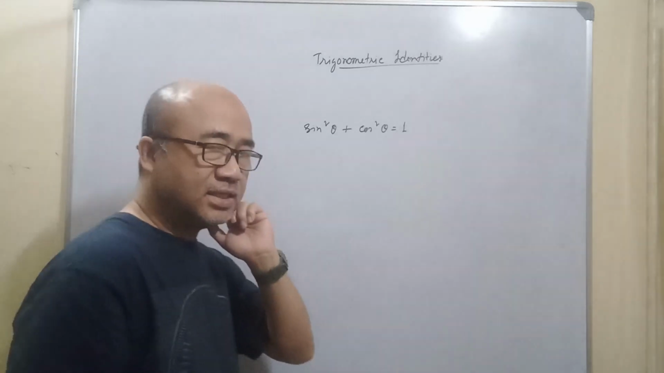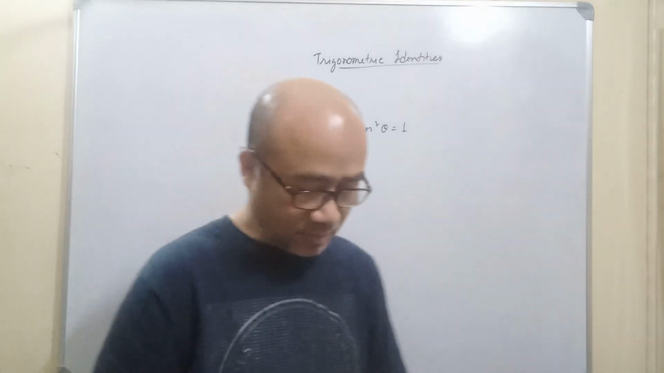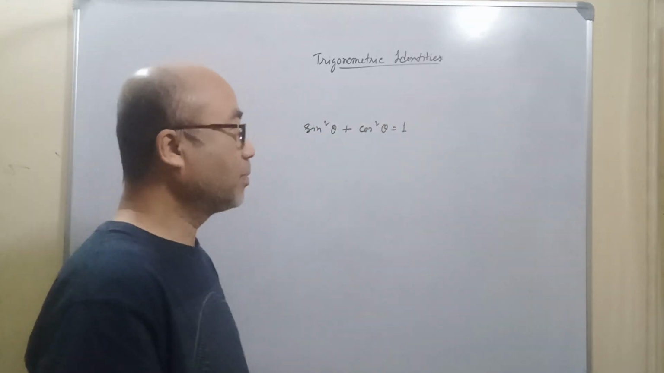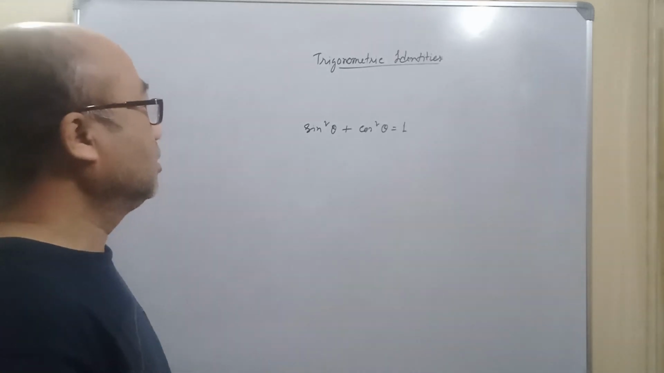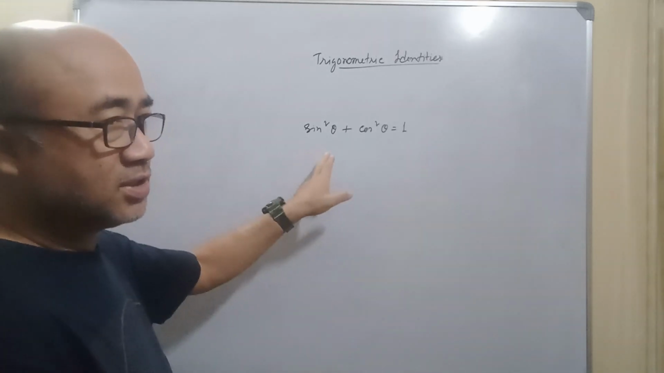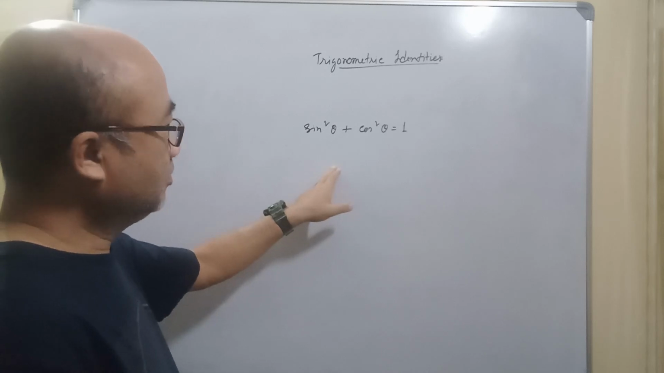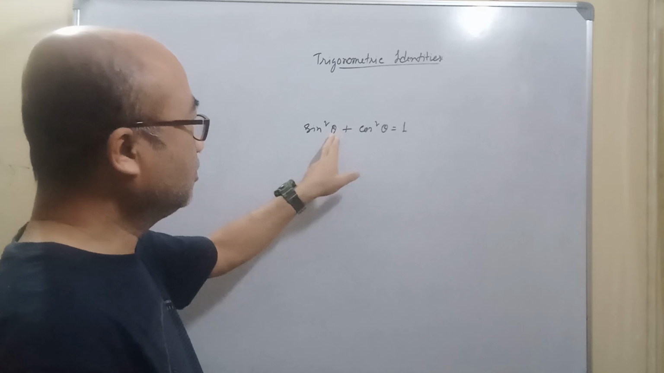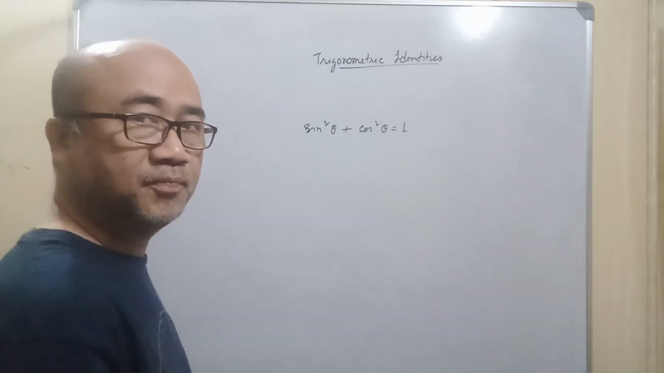Now, what is an identity? A trigonometric identity like this is an equation, a special type of equation which is true for all values of theta.